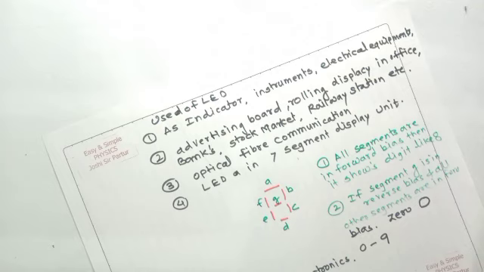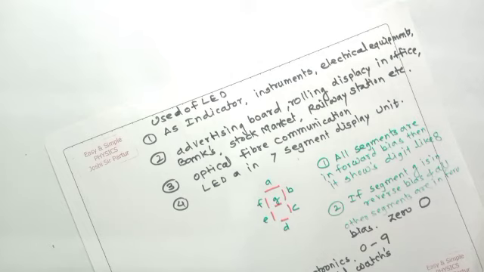Some applications of LEDs are seen. LEDs are used as indicators. LEDs are used in traffic signals. LEDs are used in 7 segment display units like calculators, digital watches or clocks, etc.